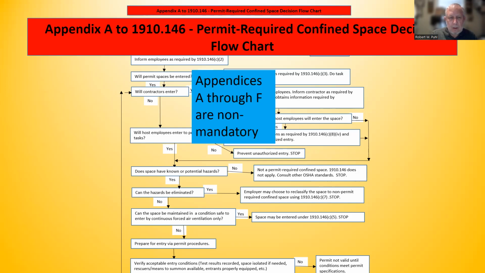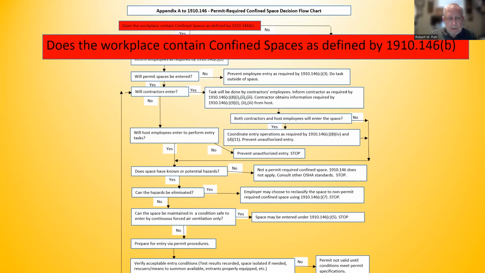Okay, decision flow chart. Appendices A through F are non-mandatory. There's a whole bunch of these appendices, which is the plural of appendix, and A through F are all non-mandatory. It means you don't have to do them, but they're there to help you. That's how confusing this is. I've got A, B, C, D, E, F, six of them to try to help you out. All right, this is A.